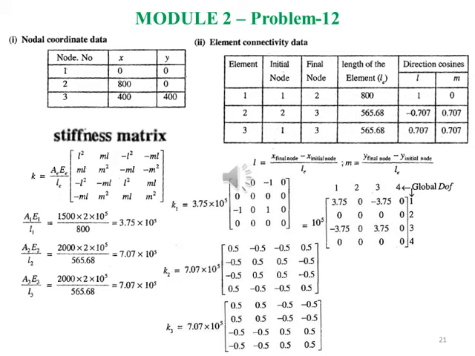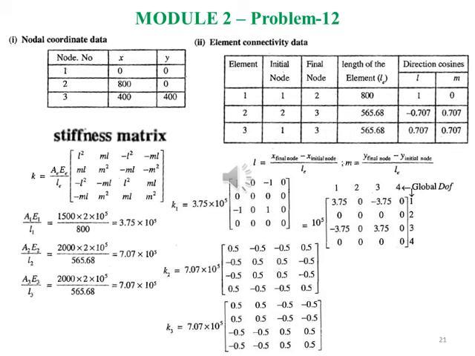So the next step is to calculate the stiffness matrix. For element 1 we have calculated the stiffness matrix from the formula AE divided by L, into the matrix: L square, ML, minus L square, minus ML; ML, M square, minus ML, minus M square; minus L square, minus ML, L square, ML; minus ML, minus M square, ML, M square.